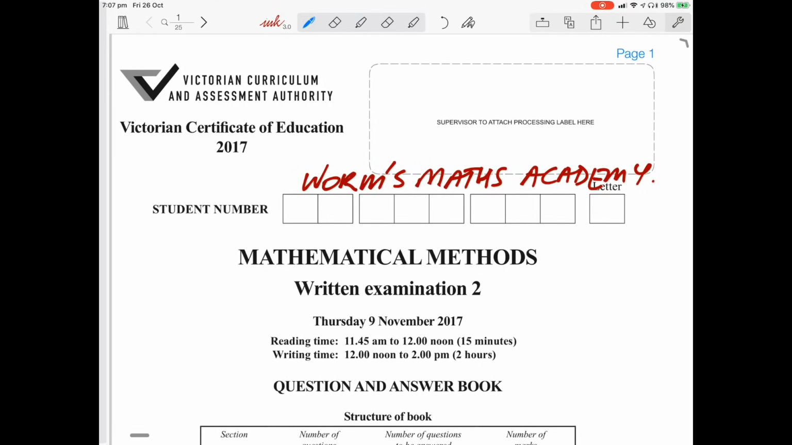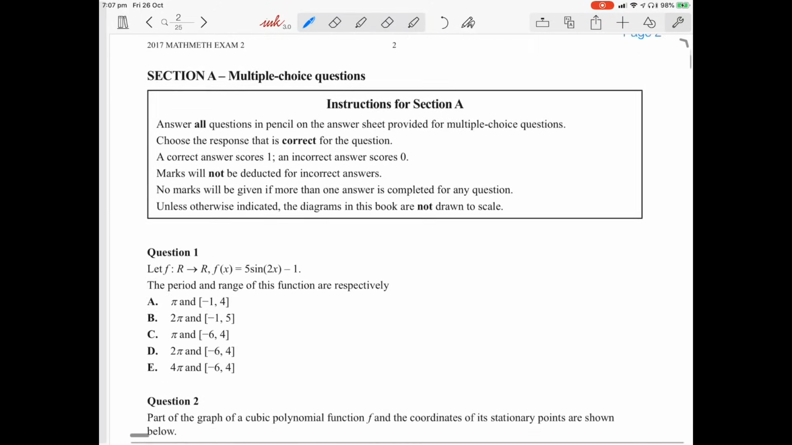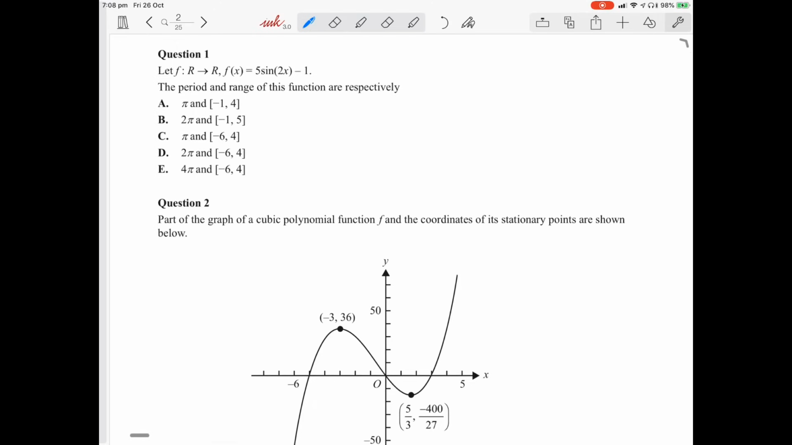So this is Methods Exam 2 2017, and I'm just going to do the multiple choice and then I'll do the extended response soon. I actually don't even recall doing this exam last year. I must have been too busy. So let's have a crack.